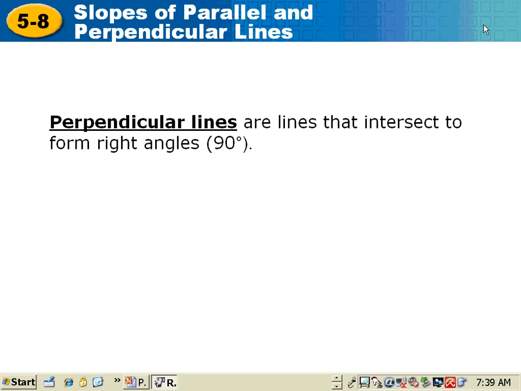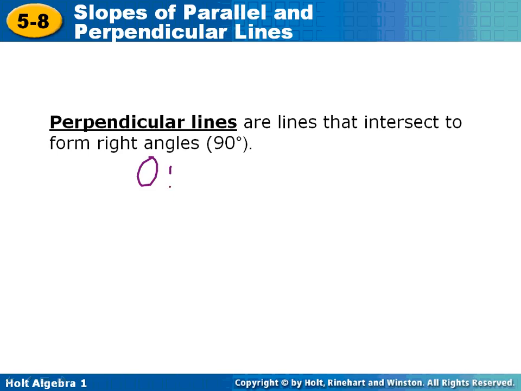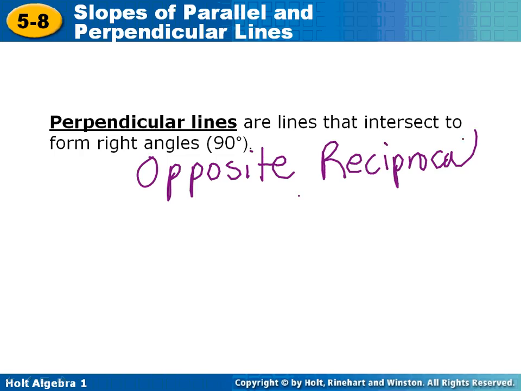Now we're going to do perpendicular lines. Perpendicular lines are lines that intersect to form right angles. You've heard of a right triangle, they have a right angle. Okay, perpendicular slopes, write this down, are opposite reciprocal. Perpendicular lines have opposite reciprocal slopes. You know what opposite means, right? Like one's positive, one's negative. Reciprocal means you got to flip the fraction upside down.